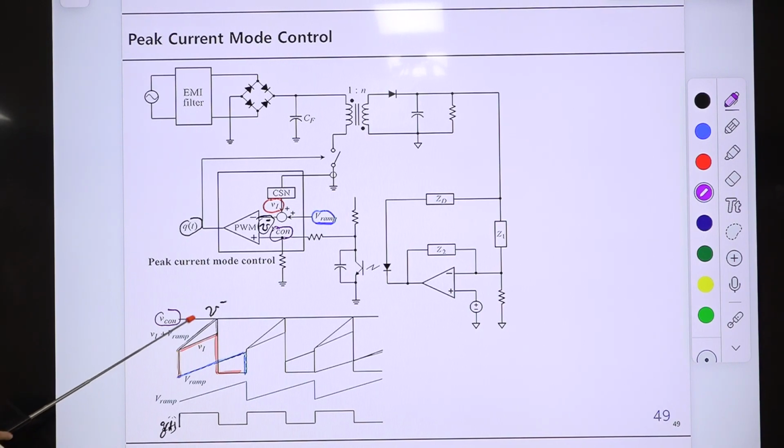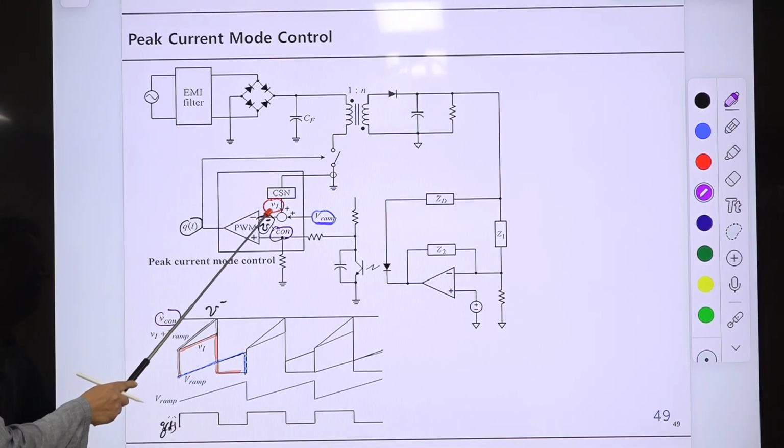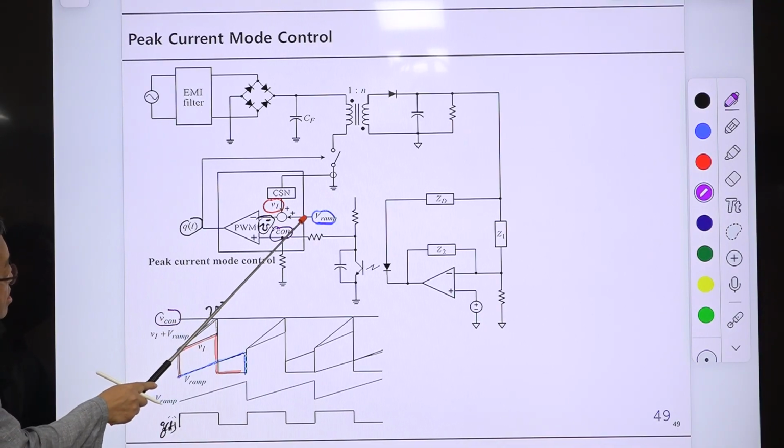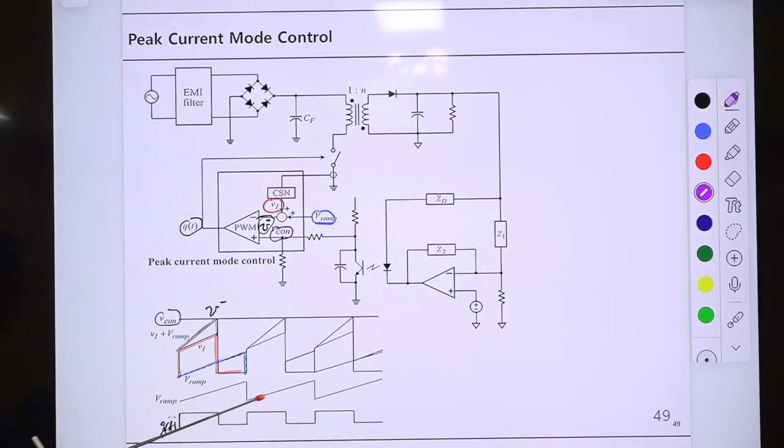So magnetizing inductor current is this one, continuous triangular waveforms. So we are only extracting the on-time part of it, which is the switch current. Okay, and that is multiplied by this gain, CSN gain, and that is this one, VI. VI is fixed, V minus here. Okay, this is VI, and it is added with this ramp signal. Then the resulting signal is V minus, indicating the voltage at the inverting terminal of the PWM modulator. That is shown here.